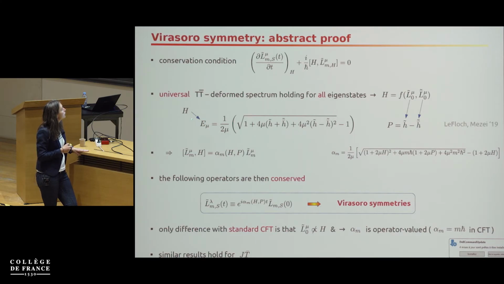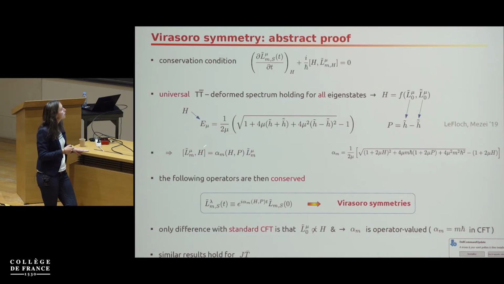And now we notice that the deformed energy is nothing but the eigenvalue of the Hamiltonian by definition. And as I just explained, this h tilde is just the eigenvalue of L0 tilde, and the h bar tilde is the eigenvalue of L0 bar tilde. Since this holds for all eigenstates in any theory, I can uplift this formula to an actual equality between the corresponding operators, which tells me that h is just this particular function of L0 tilde and L0 bar tilde.